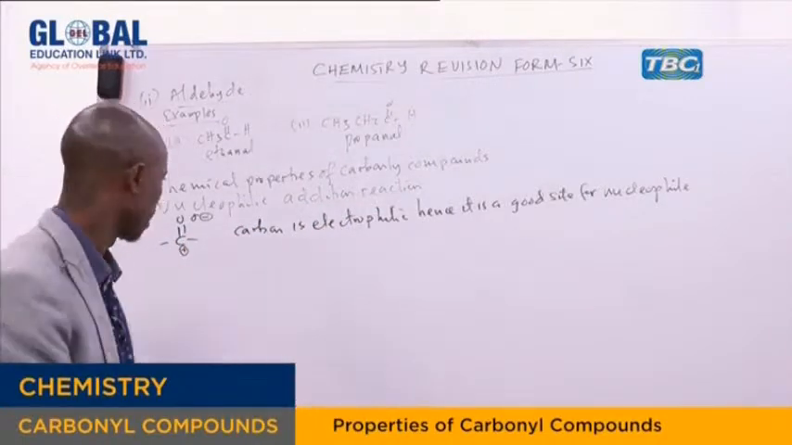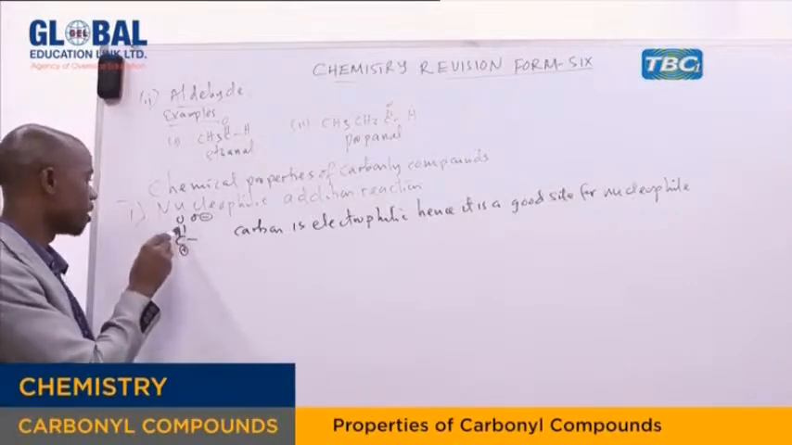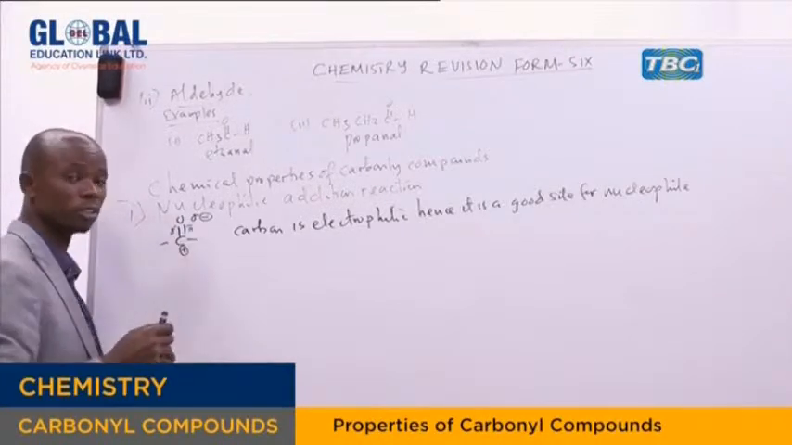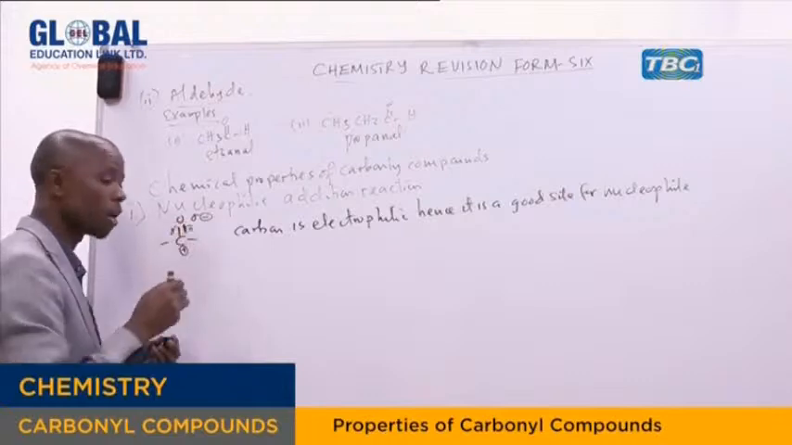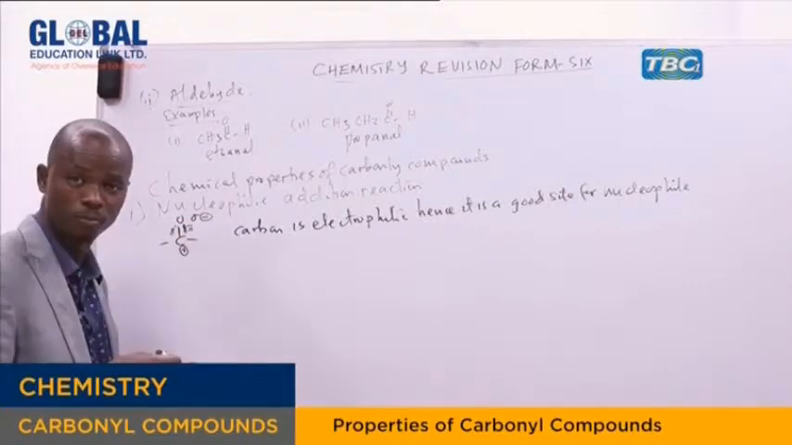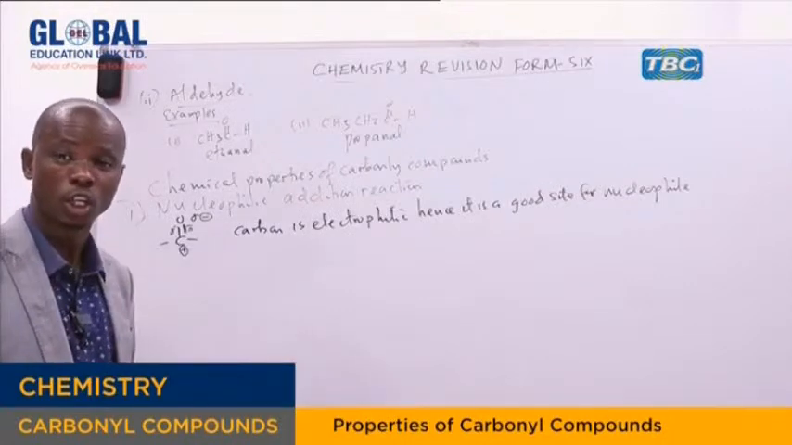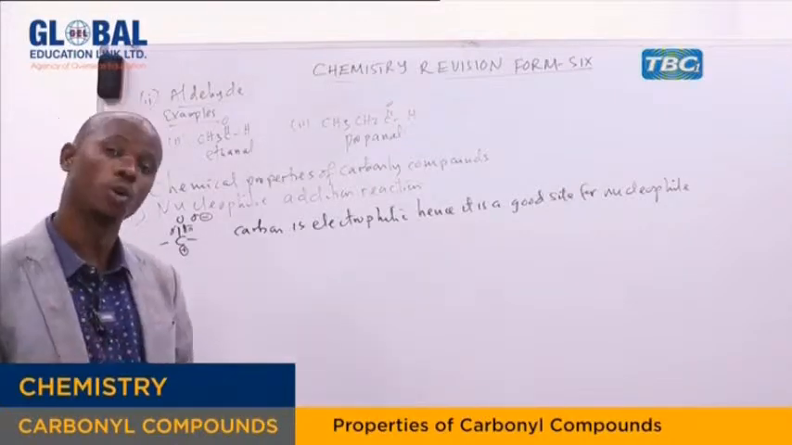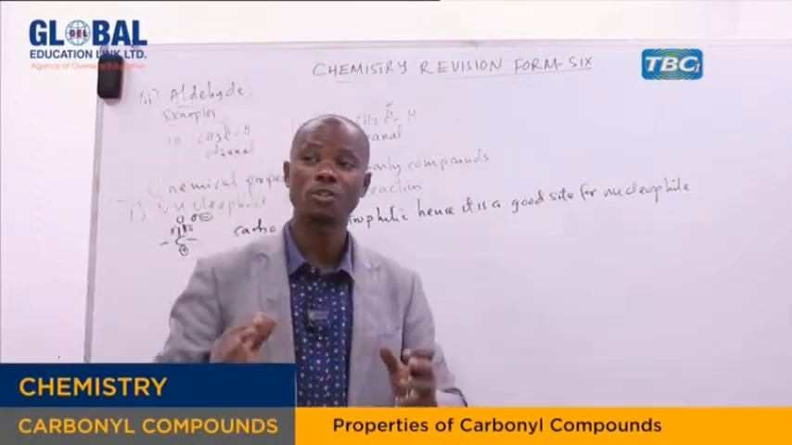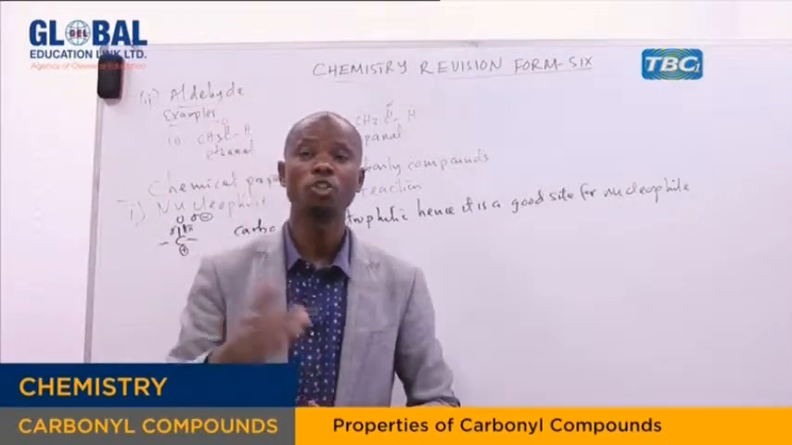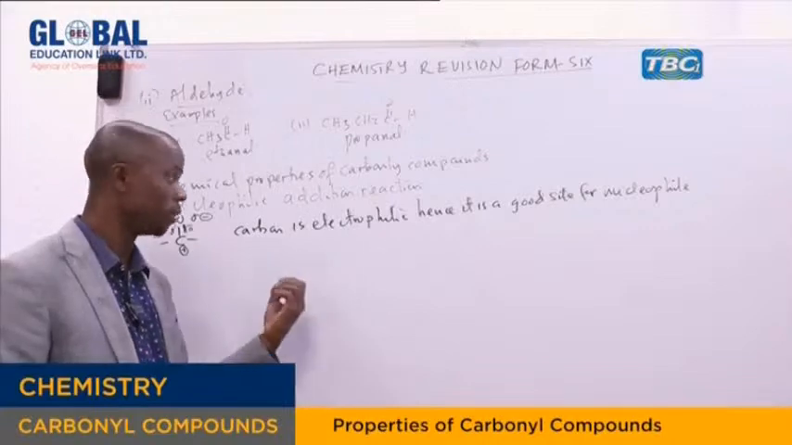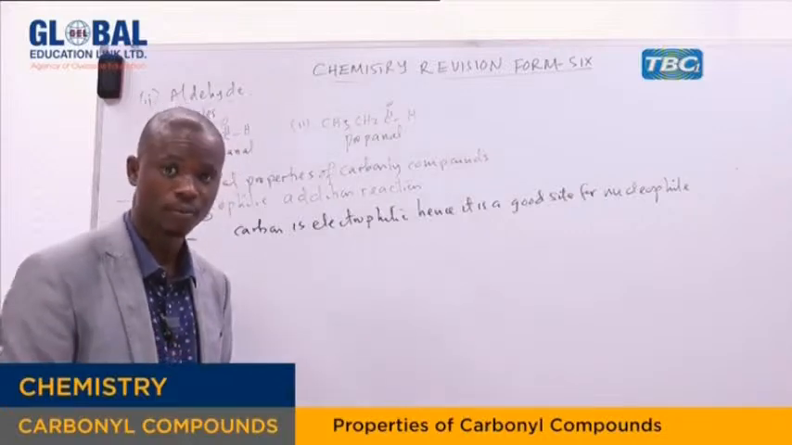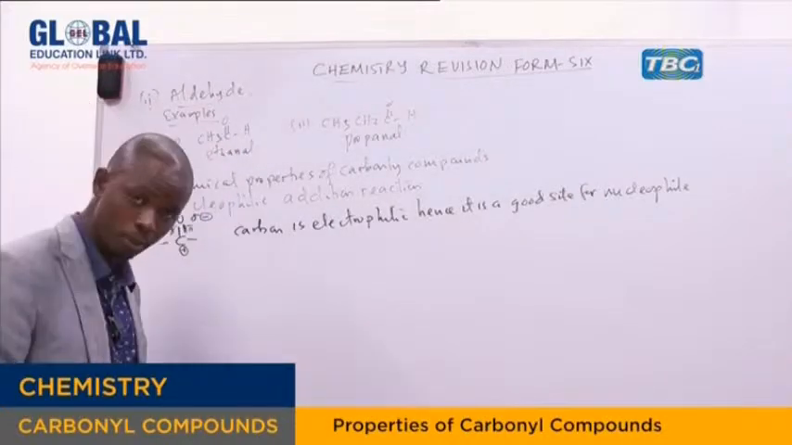Now, why addition reaction? Addition reaction here can be explained by the double bond here. We have the sigma bond, and this is the pi bond. The presence of this pi bond, or this double bond, on the carbon of the carbonyl group makes carbonyl compounds likely to undergo addition reaction, because the presence of pi bonds makes organic compounds undergo addition reactions. So from that point, I have explained why nucleophilic and why addition reaction. That is important for you to remember.